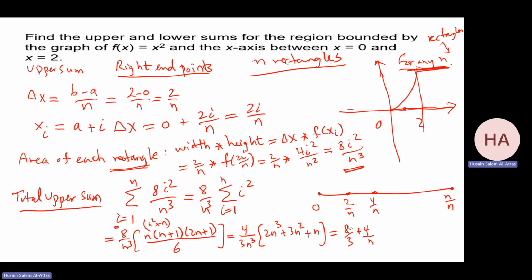Yeah, let me do it in steps. That will be 8n cubed over 3n cubed plus 12n square over 3n cubed plus 4n over 3n cubed, which is equal to 8 over 3 plus 4 over n plus 4 over 3n square. So that will be my upper sum for any n. Now take any value, then you get the answer.